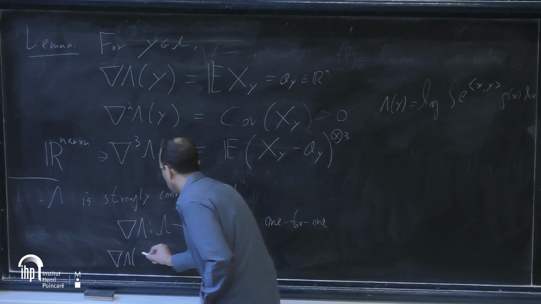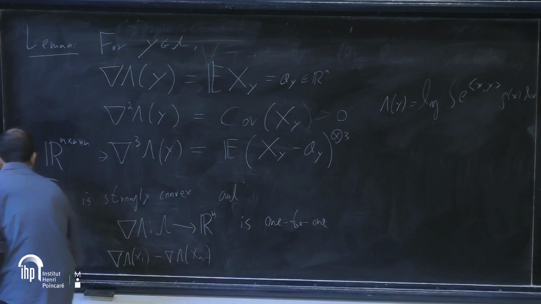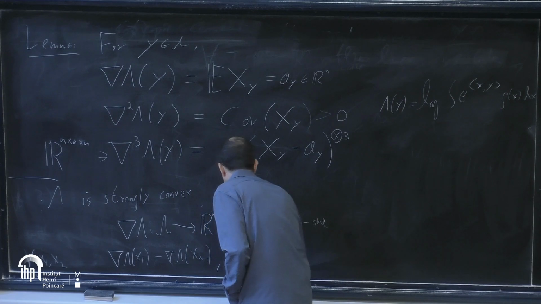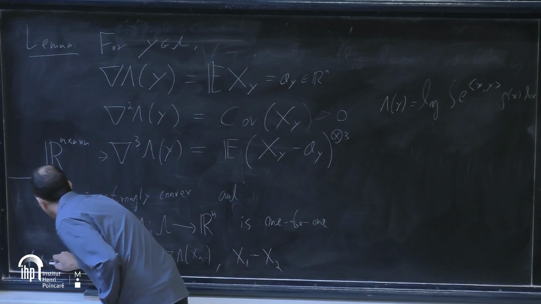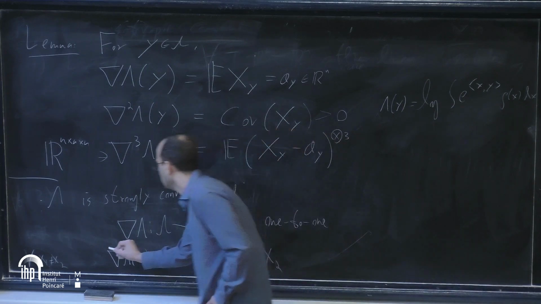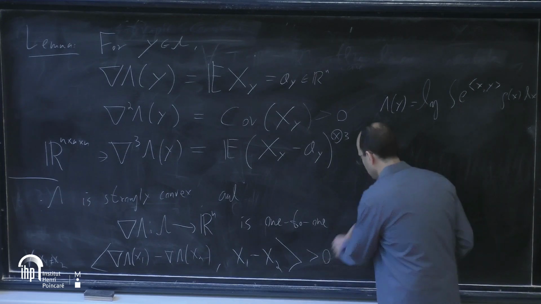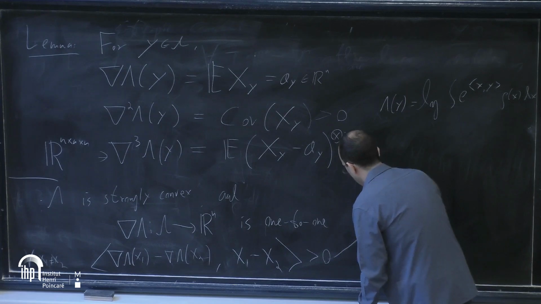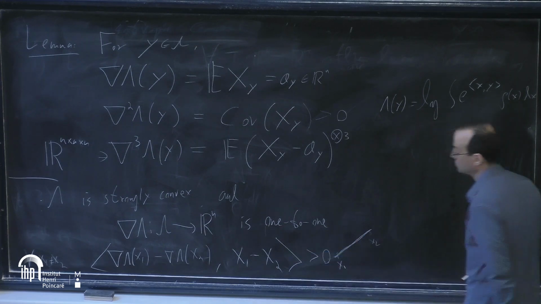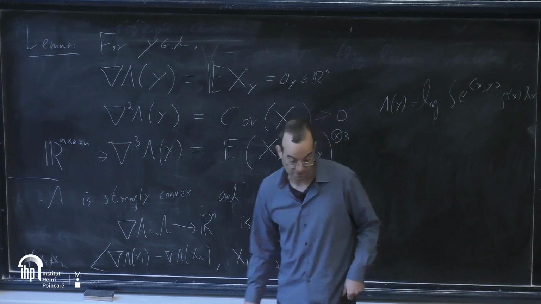Why is it 1-to-1? If I have 2 points, x1 and x2, I claim that the difference of the gradients is non-zero. Why? Because if I take the scalar product with x1 minus x2, this is the integral of the Hessian along the line, and this would be non-zero. In fact, it will be positive because the gradient is increasing. This is the directional derivative of lambda along the line from x1 to x2. It's strictly increasing, so yes, it is 1-to-1. And this is good for us, because we can change variables using this gradient of lambda.